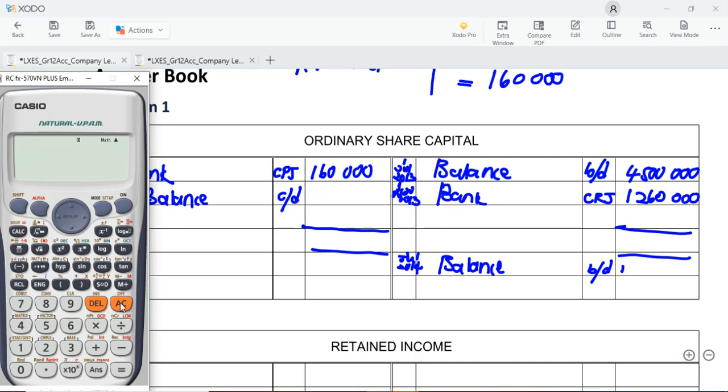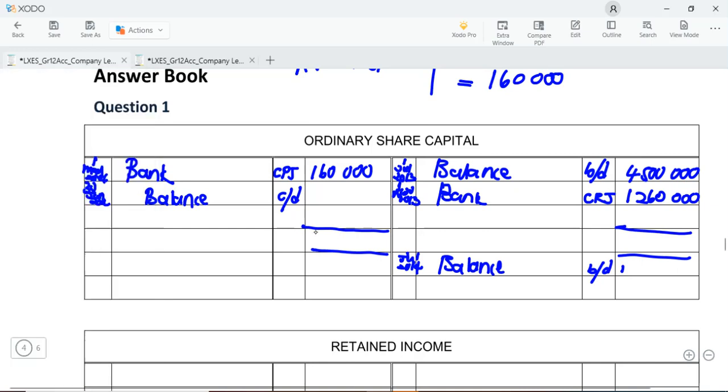So 4,500,000 plus 1,260,000. It is giving us 5,760,000. So here we'd have 5,760,000 as the total here.